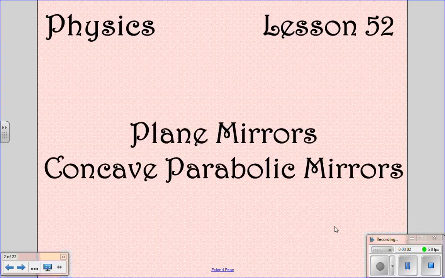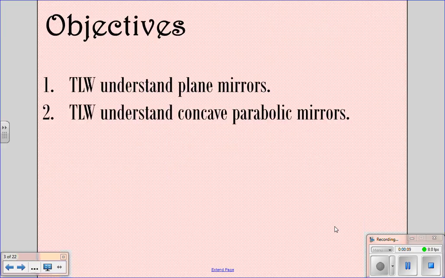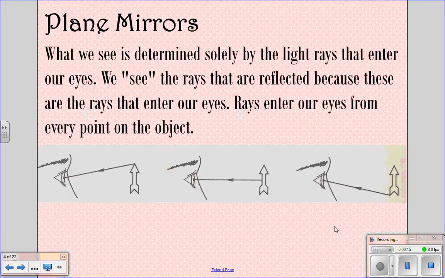Alright, so today we're looking at lesson 52. We're looking at plane mirrors and concave parabolic mirrors. Hopefully you'll understand how to deal with plane mirrors and concave parabolic mirrors after this lesson. We're going to start off with plane mirrors.